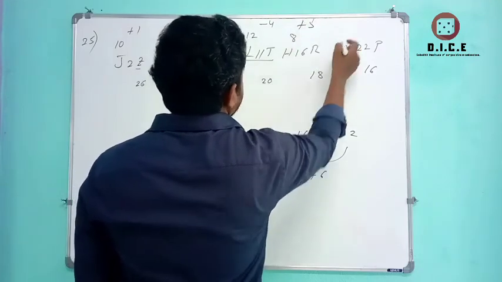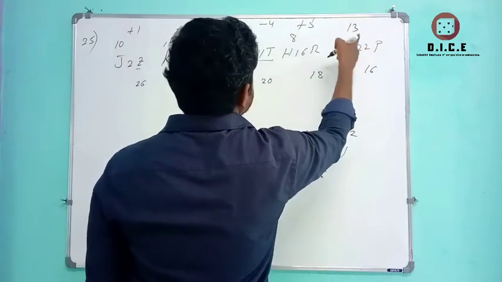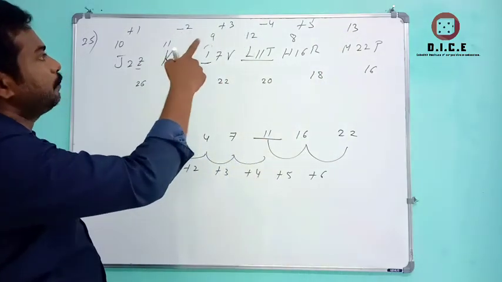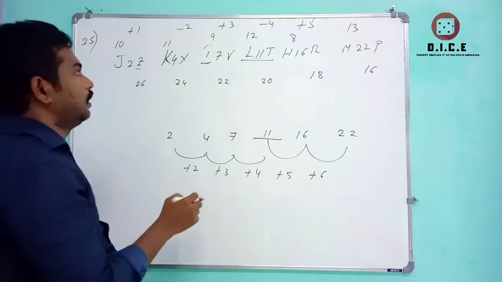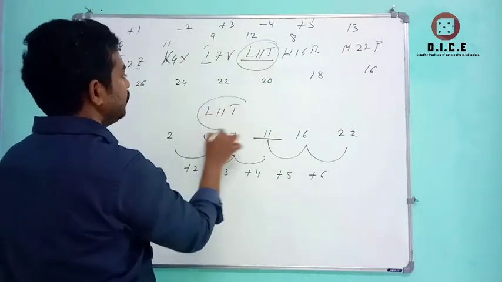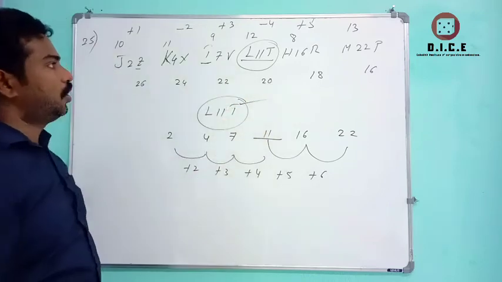Next should be 5. 30, M is 13. Therefore, 8 plus 5 is nothing but 13. So, plus 1, minus 2, plus 3, minus 4, plus 5. The pattern continues. Therefore, the answer is L, 11, T. That is your answer. Individual gapping of the pattern.